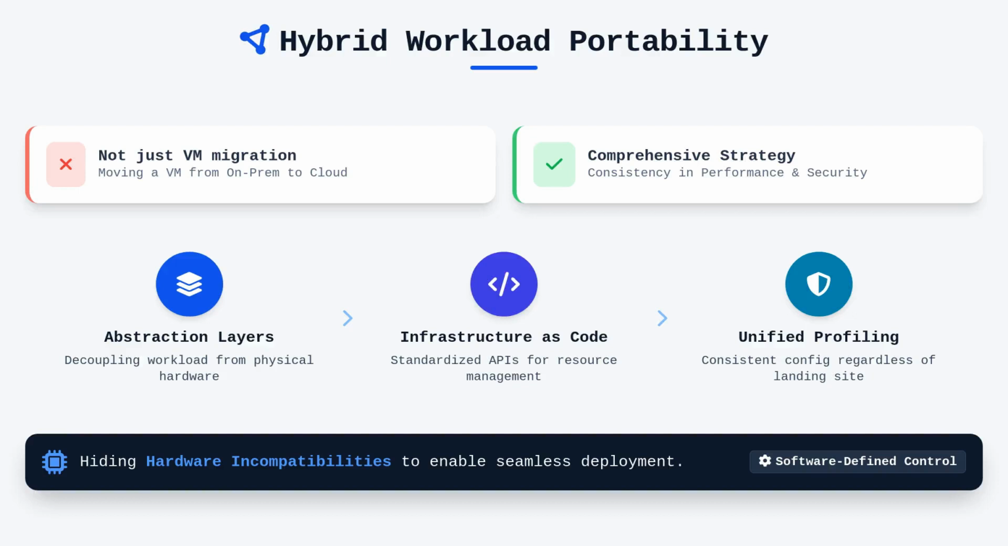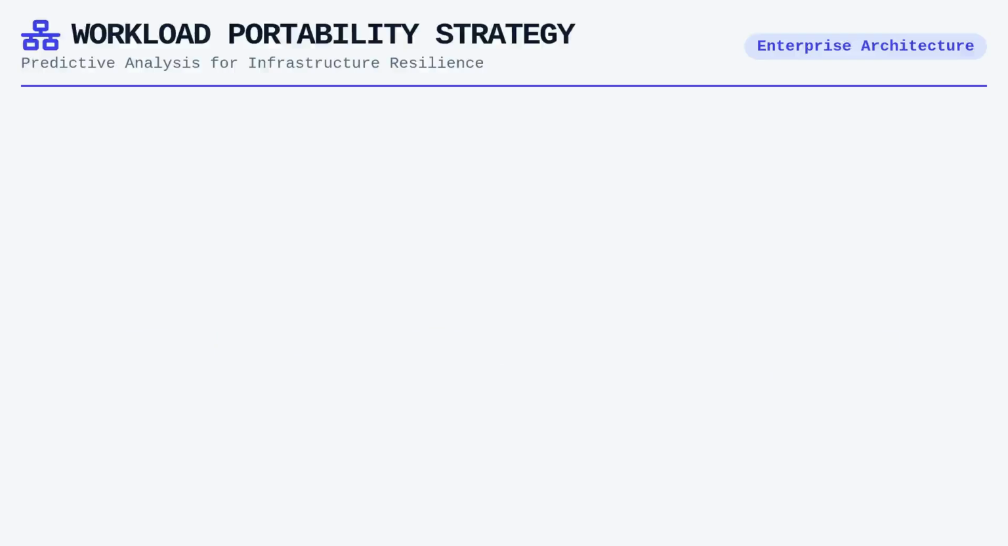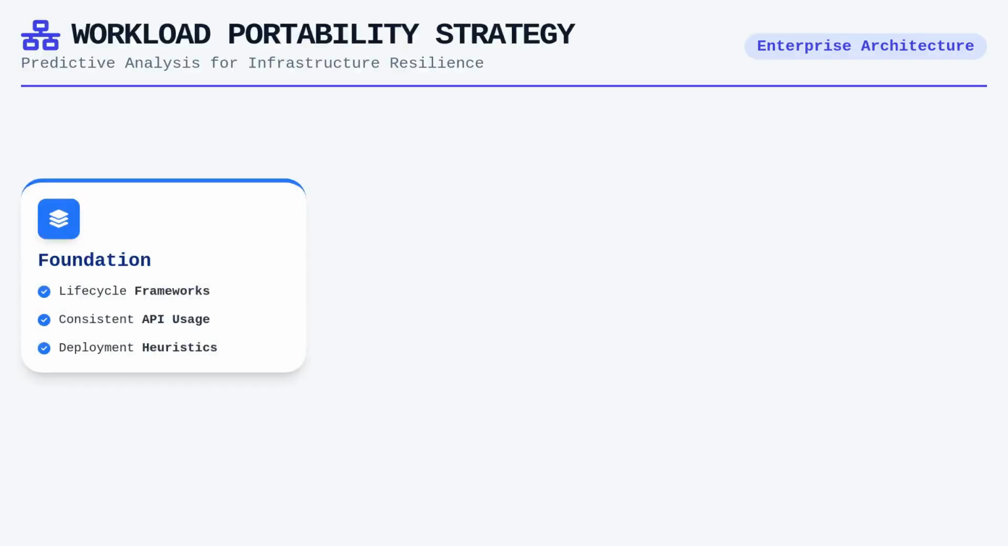When you look at HPE solutions, this often involves leveraging abstraction layers that allow infrastructure to be treated as code. By utilizing standardized APIs to manage these resources, administrators can ensure that a service profiled for a high-performance environment carries the same configuration requirements wherever it lands. This abstraction effectively hides the complexity of underlying hardware incompatibilities that would otherwise break service deployment. The foundation of successful portability lies in the utilization of mature lifecycle management frameworks and consistent API utilization.